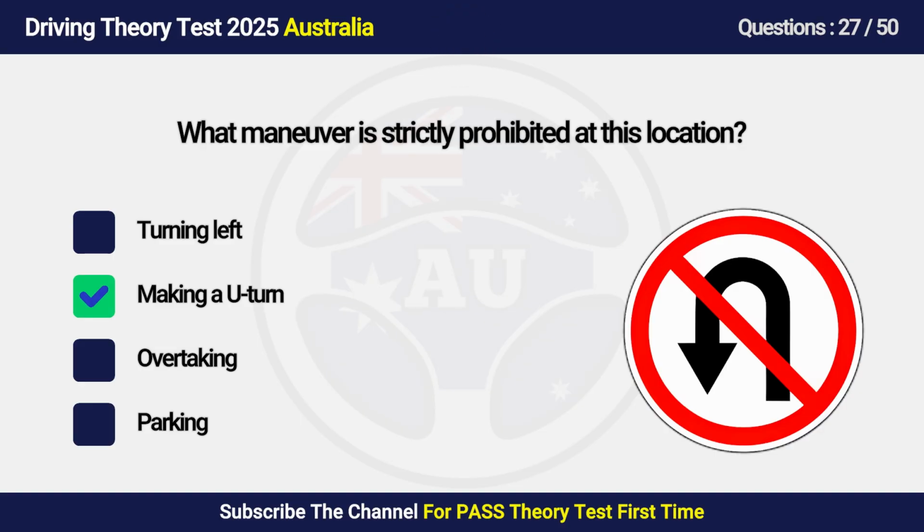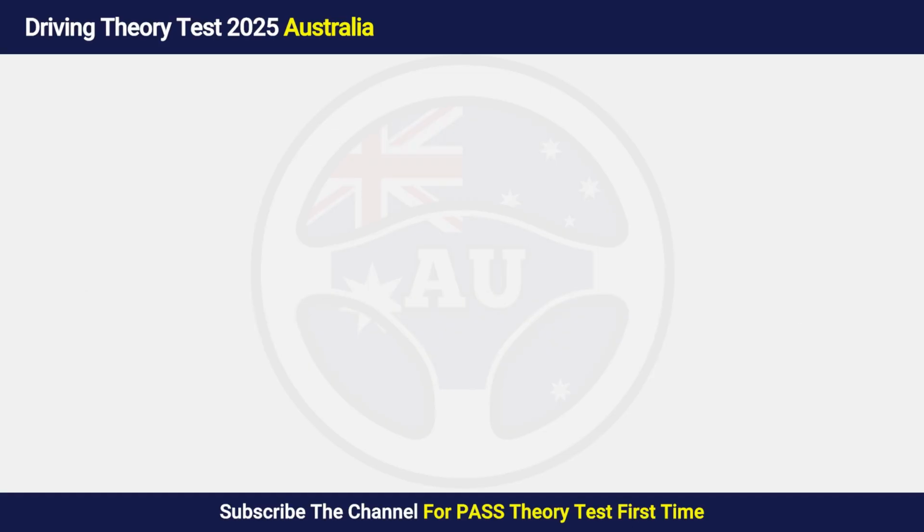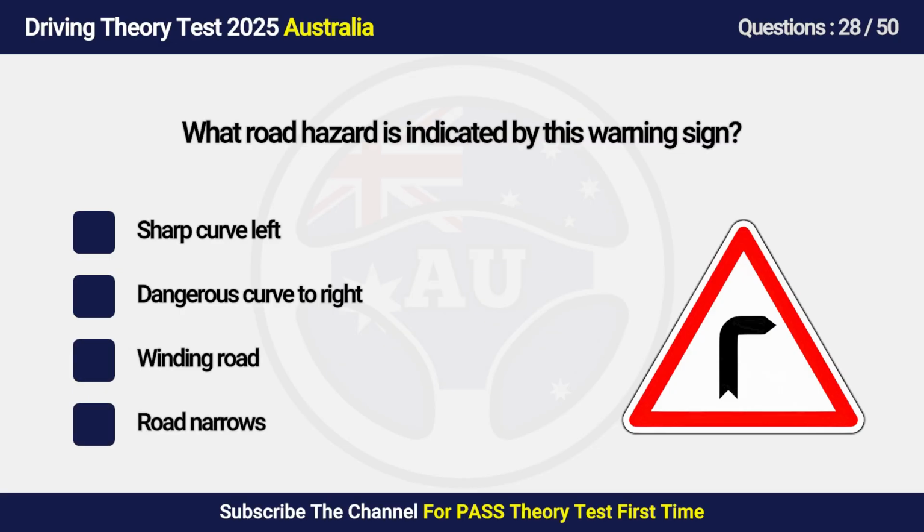Answer is B. Making a U-turn. This prohibitory sign means no, you are not allowed to make a U-turn at this point on the road. Question 28. What road hazard is indicated by this warning sign?